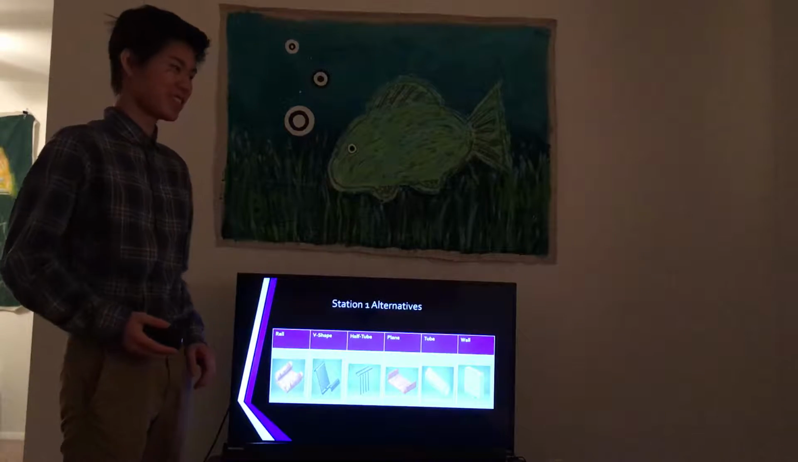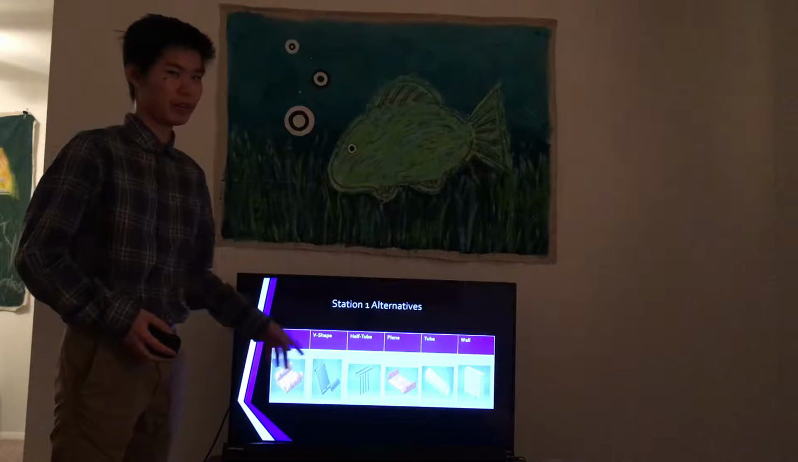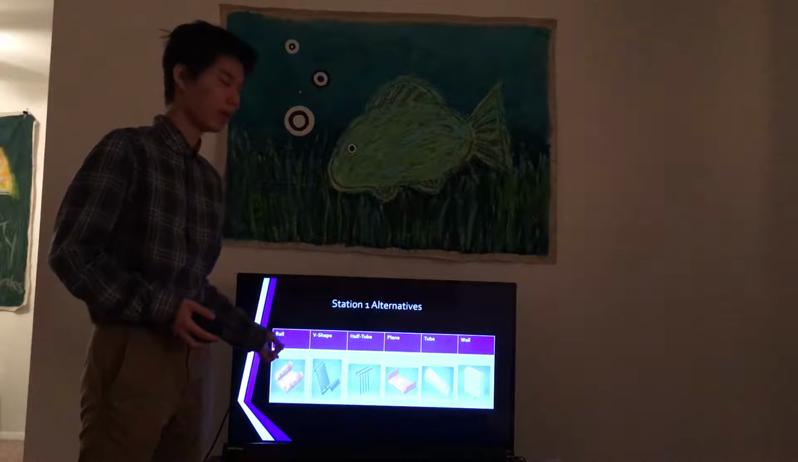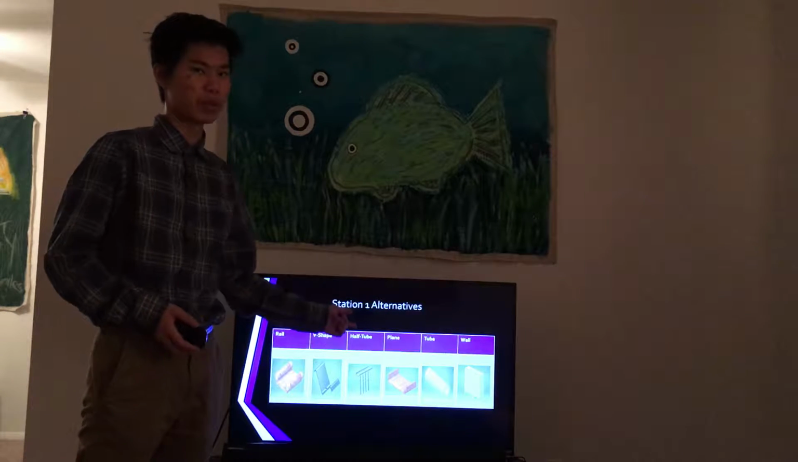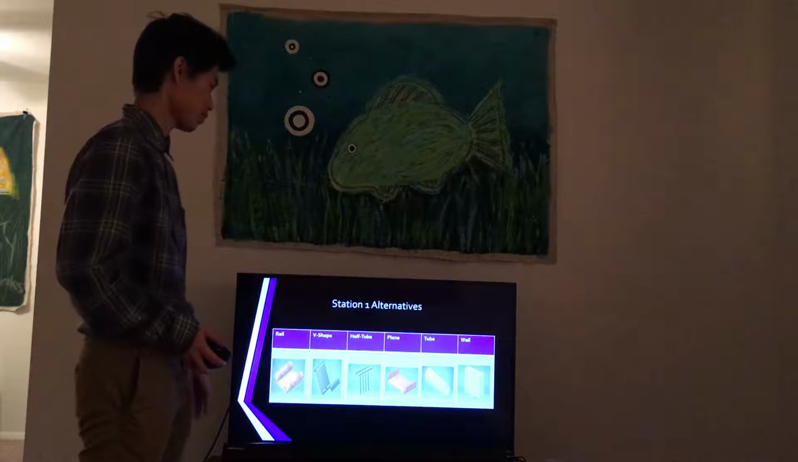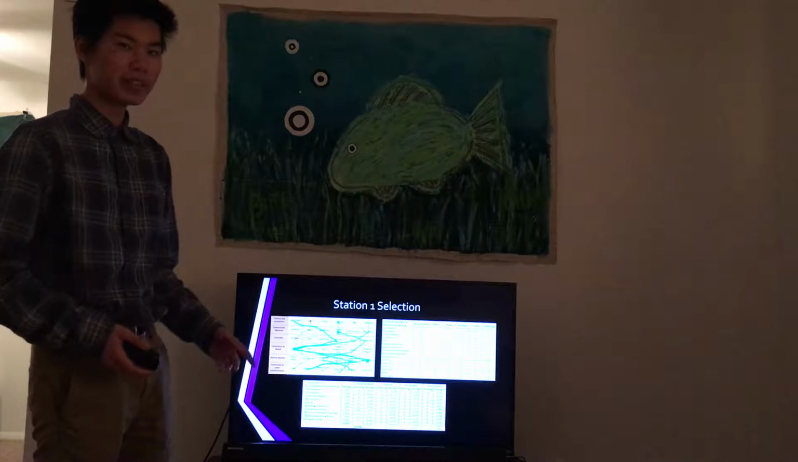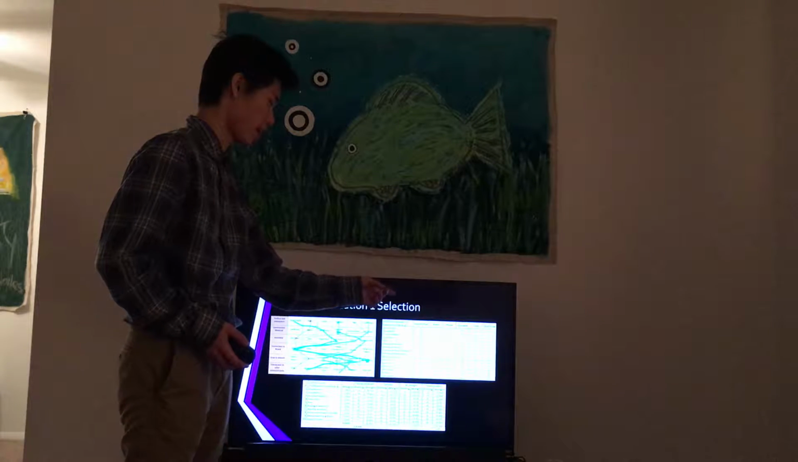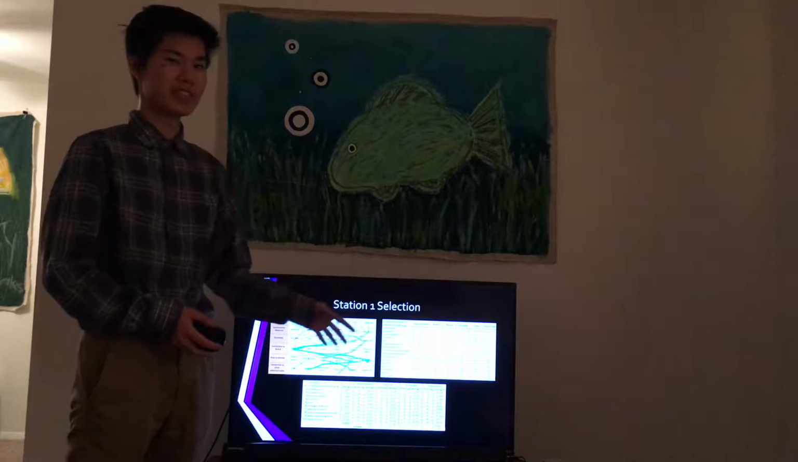Okay, so the function of station 1 is to get the ball to move around the project, and here are the different ideas that we came up with. We came up with the ball, the V-shape, the half tube, the plane, the tube, and the wall. So immediately from the screening, we eliminated the rails and the tube, so we didn't even consider them.